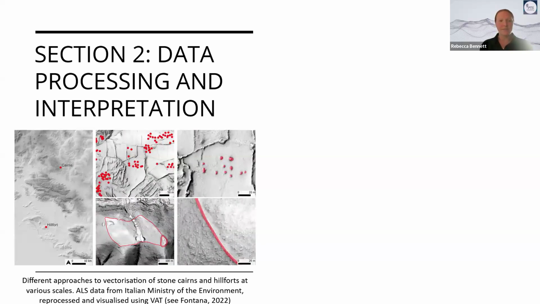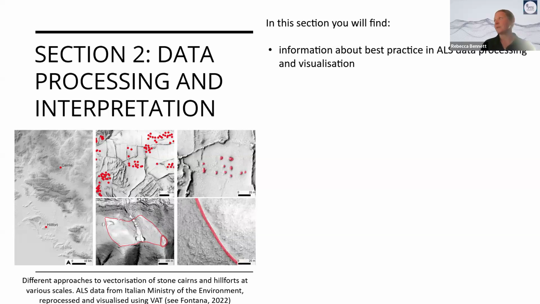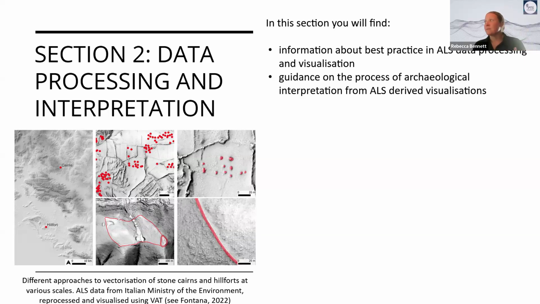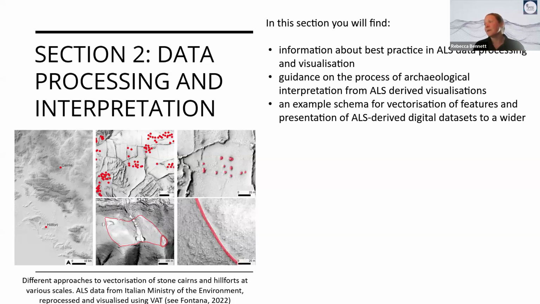On to section 2, which is all around data processing and interpretation. What can you expect to find in that section? Well, as you'd expect, information about the best practice in data processing and visualization is right up there with one of the key things that people wanted to see as part of these guidelines. But there's also quite a heavy emphasis on guidance around the interpretation of archaeological features. So not just the creation of useful imagery, beautiful imagery from the LiDAR data, but also how we can make best use of that for archaeological and cultural heritage aims.